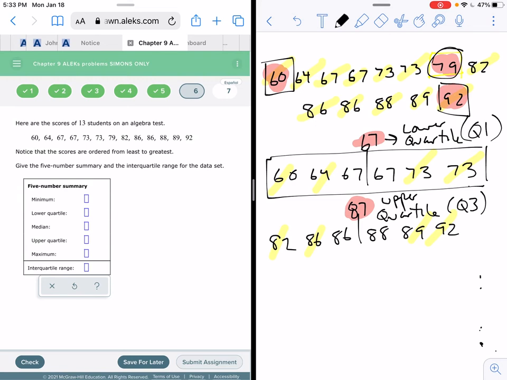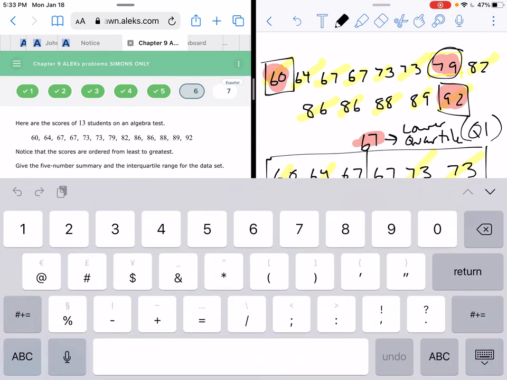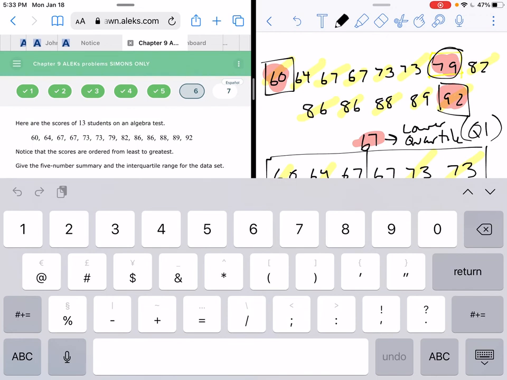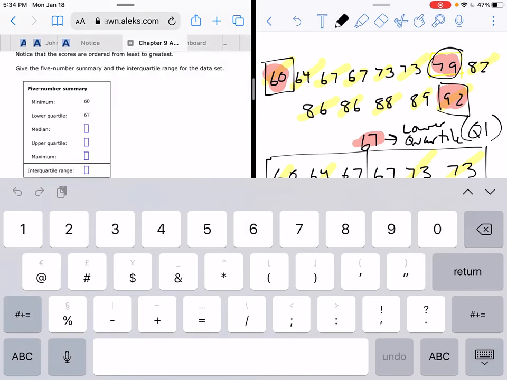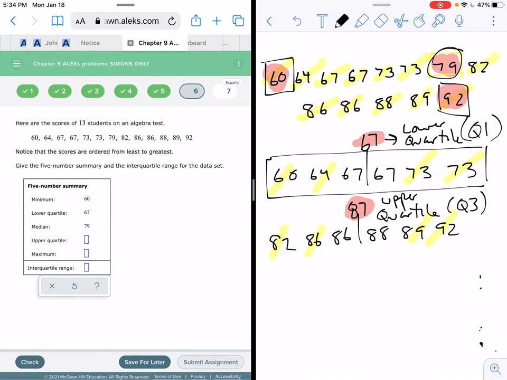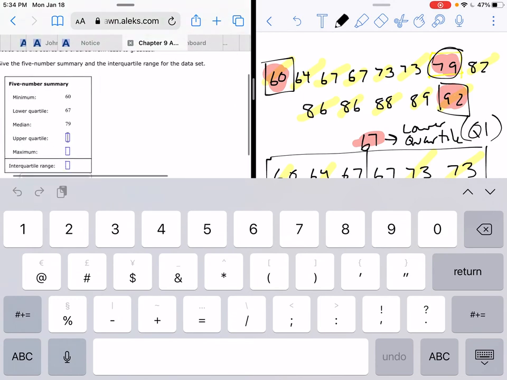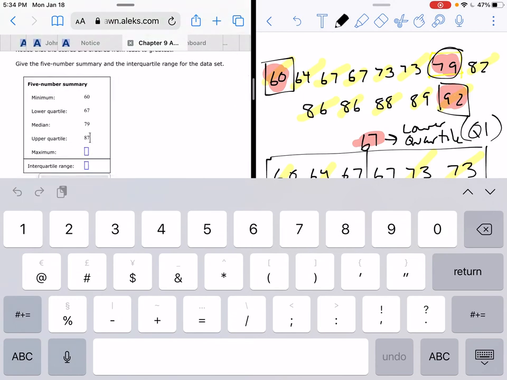Okay, and so now I've got all these numbers. So let's start entering these. So we go 60 is my minimum. My lower quartile we figured out was 67. Median 79. And when you start putting these in this way, you should realize that they should go sequentially, right? You notice how they go from least to greatest as we're doing this. That's how it should go if they have it organized this way.